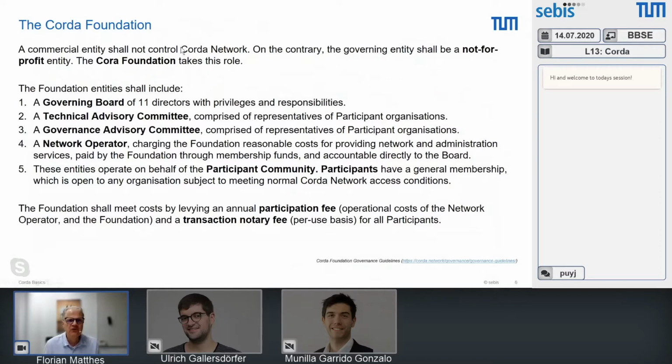In order to establish this, we have now this open source layer, which more or less defines where you have access to the information. And then you have this governance layer, which is the Corda Foundation. Here it's written it shall, so it should not be one commercial entity which controls the Corda network. On the contrary, the governing entity shall be a non-for-profit entity.